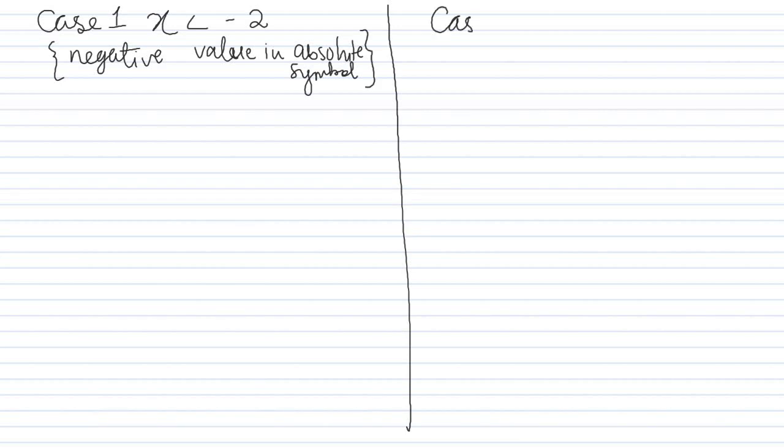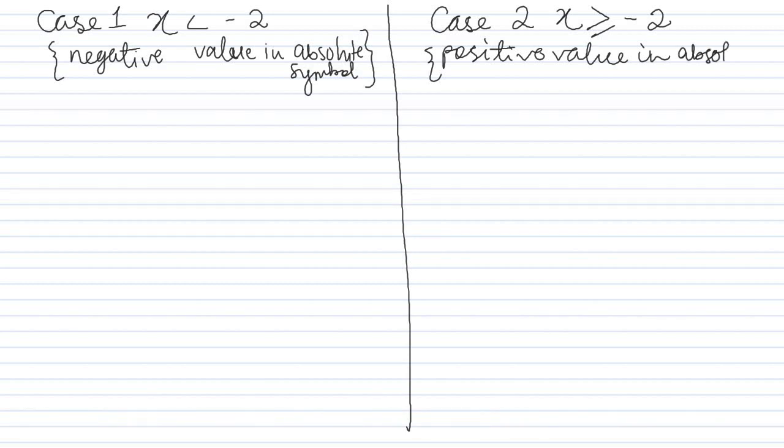And then you have the case 2, where x is greater than or equal to -2, positive value in absolute symbol. Okay? So that's what we have. That's the case 1 and case 2. So now we can just put, let me change the color just to make things more beautiful. So you have x squared plus 6x plus 7 and x squared plus 3x, x squared plus 4x plus 3.